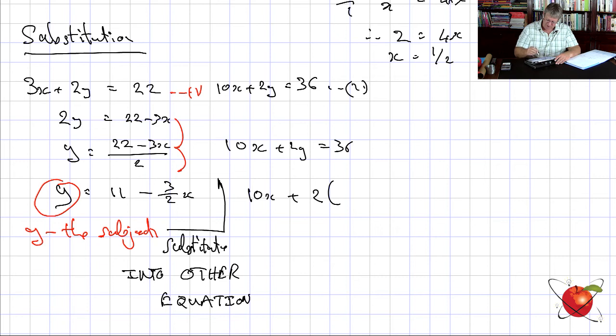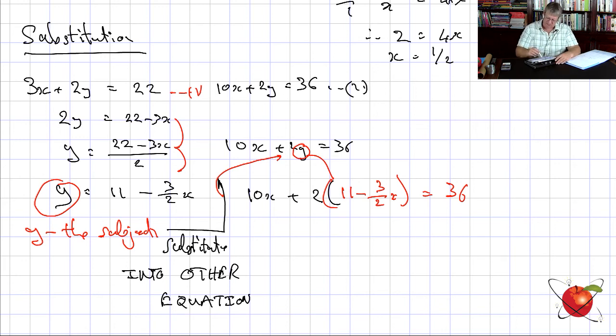and here's my substitution. Okay? y is actually 11 minus 3 over 2 x. Right? Equals, can you see what I've done? I've substituted for y there, right? 10x plus 2y, I've worked out y as being that one, right?